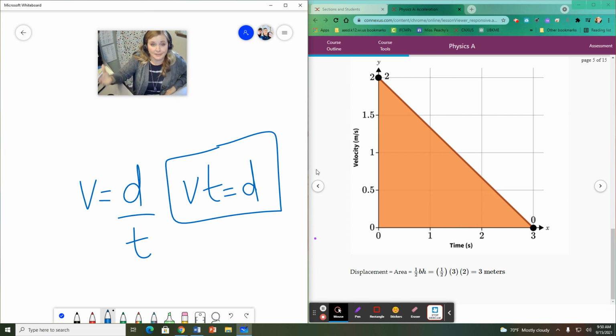So hopefully that all makes sense to you. Hopefully you understand what constant acceleration is and how constant acceleration does not mean you have constant velocity. And you can look at a position versus time graph and make sense of it, and a velocity versus time graph and make sense of it as well.